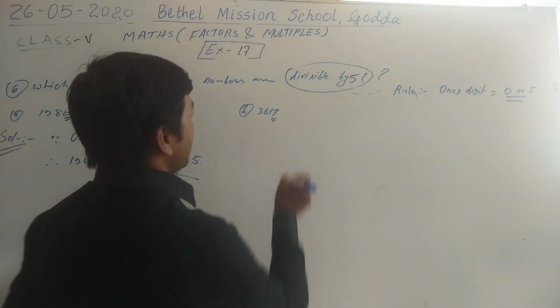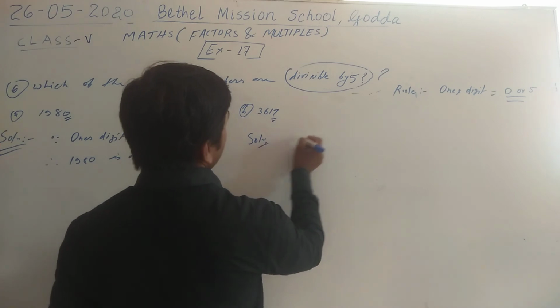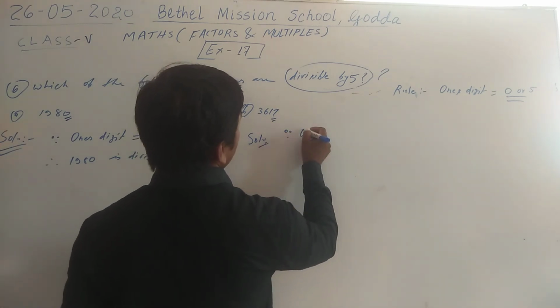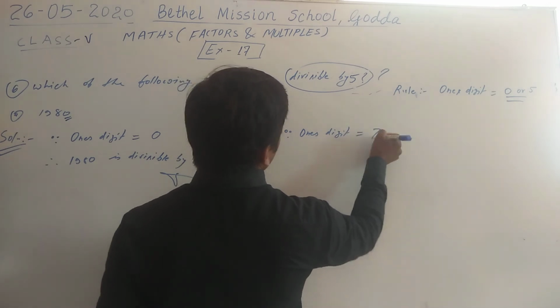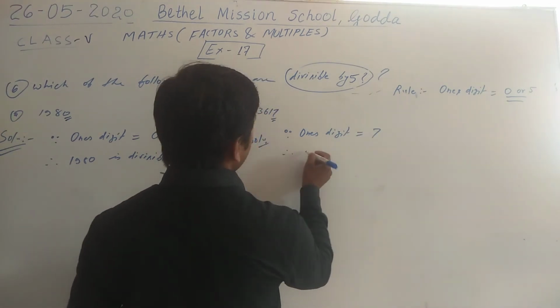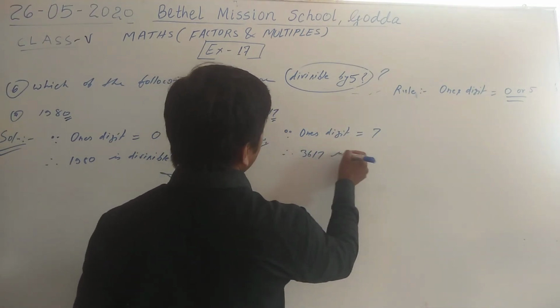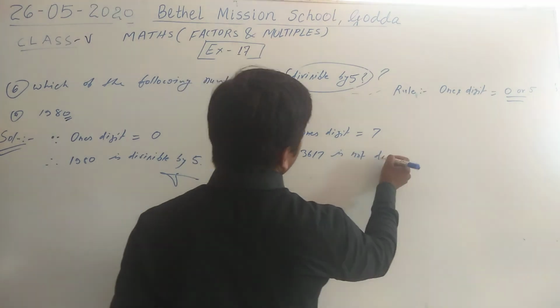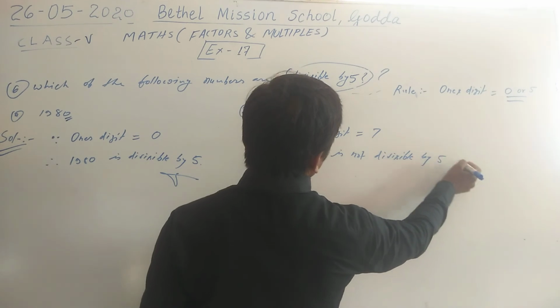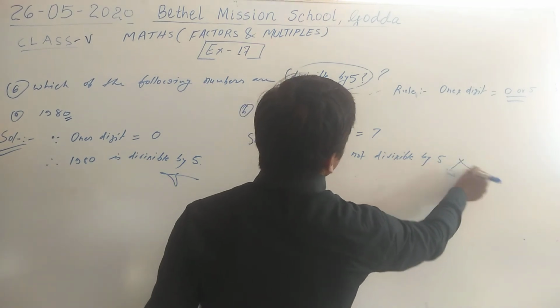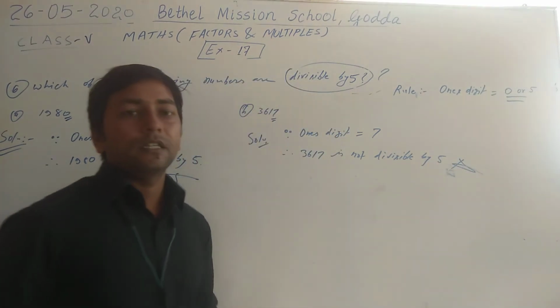Now here, since the ones digit is equal to 7, therefore the given number is not divisible by 5. This time you will solve the rest at your home.